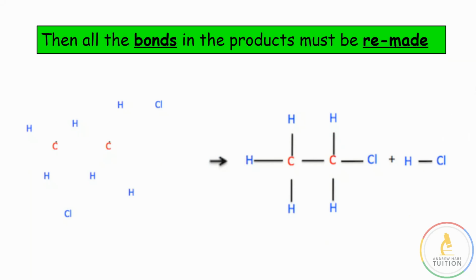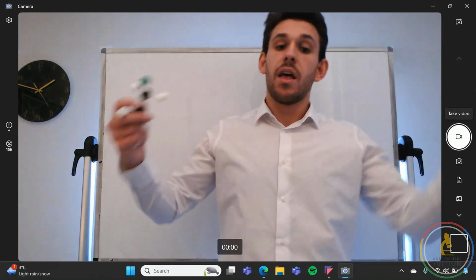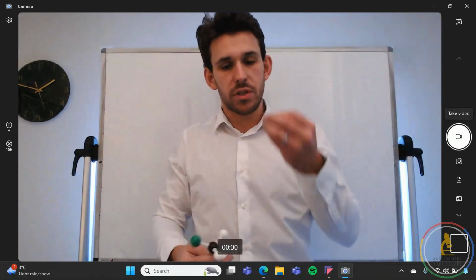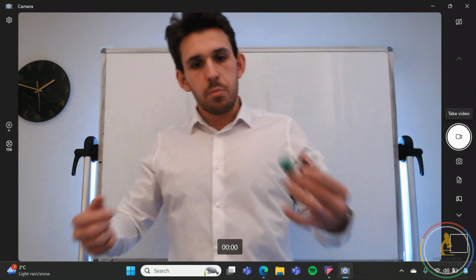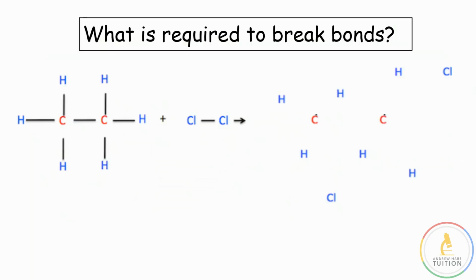Okay, so we've seen how there are two steps to any chemical reaction. We firstly need to break all the bonds in the reactants, then we need to remake all the bonds in the products. Okay, but why are you telling me this? How does this link to exothermic and endothermic reactions?